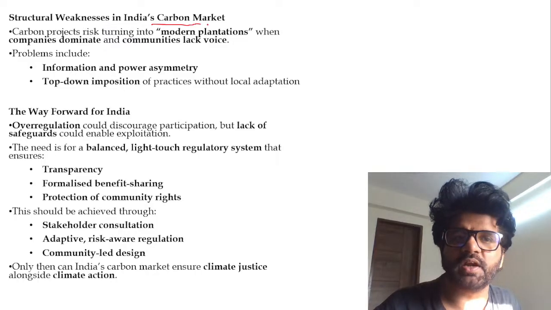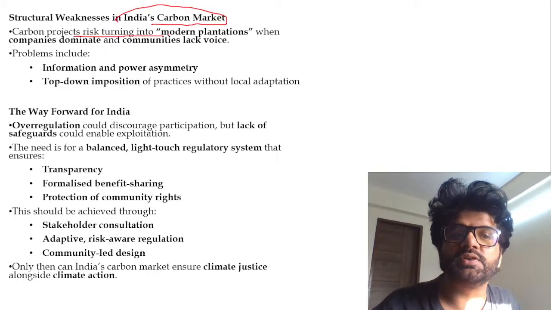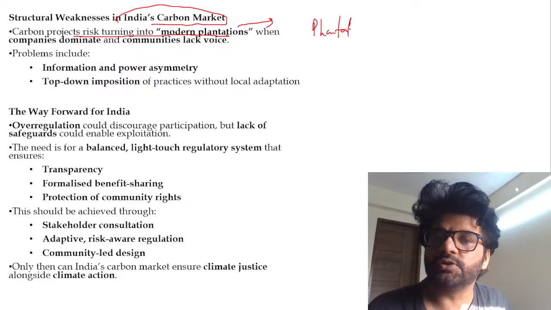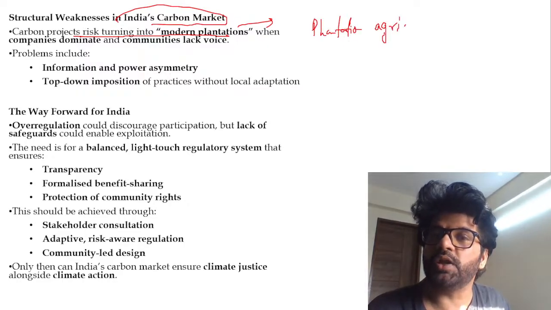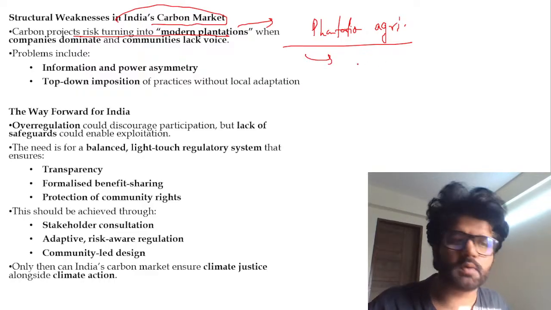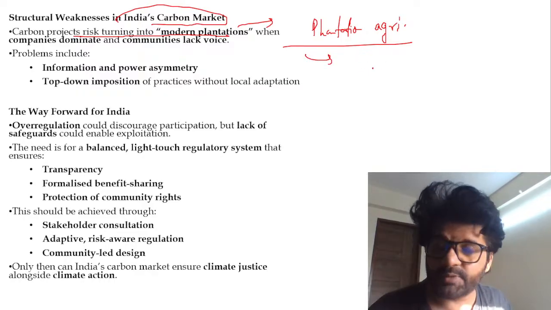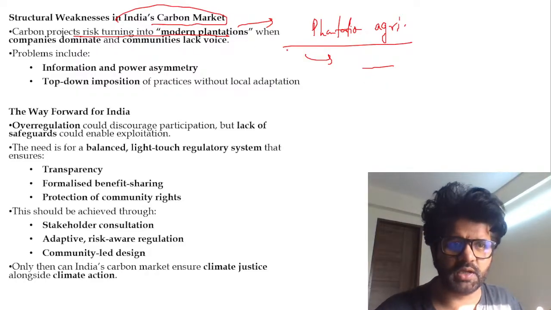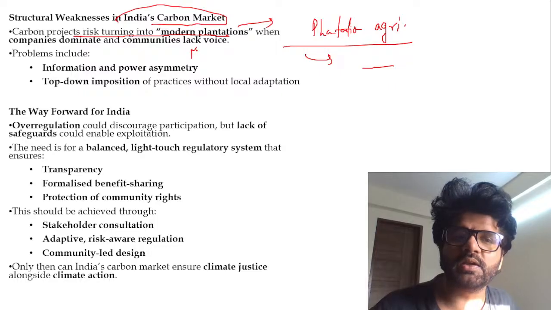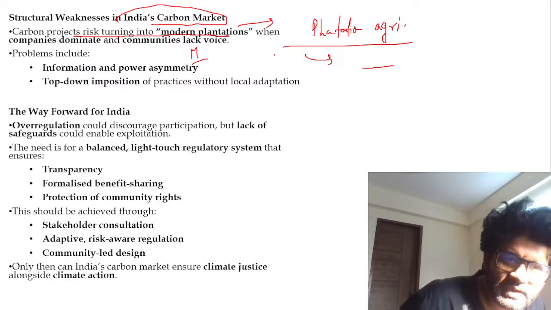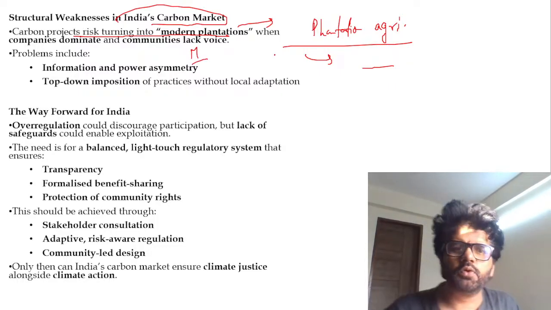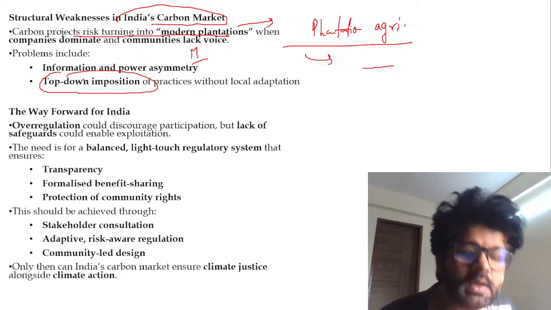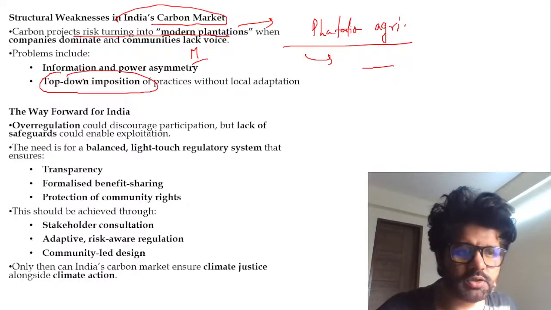So, structural weaknesses in India's carbon market. Carbon projects risk turning into modern plantation agriculture. So what used to happen in plantation agriculture 200 years back? Britishers used to take Indian people to Caribbean islands, Fiji, etc. And these people worked in inhospitable conditions. There was no consent taken. The same thing can happen in these mitigation and sequestration projects also. Companies and even governments can do things without asking for consent. Top-down imposition can happen, and that has to be taken care of. That's what this editorial is saying.